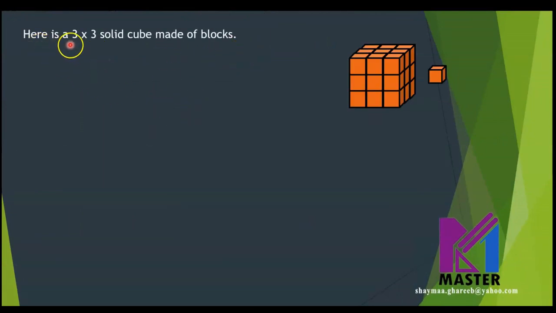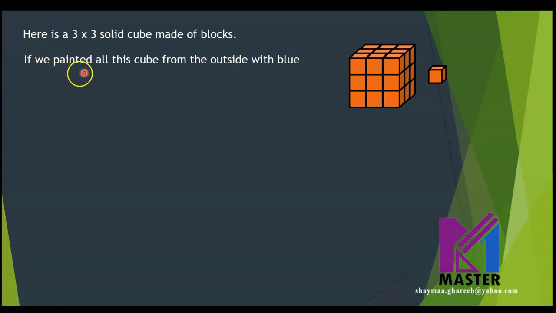Look at this question here. Here is a 3 times 3 solid cube made of blocks. As you can see, this is a cube made from small cubes. A 3 times 3 means the base of this cube is 3 cubes in length and 3 cubes in width. If we paint this whole cube from the outside with blue, imagine the problem. We are going to paint it from the outside with blue.